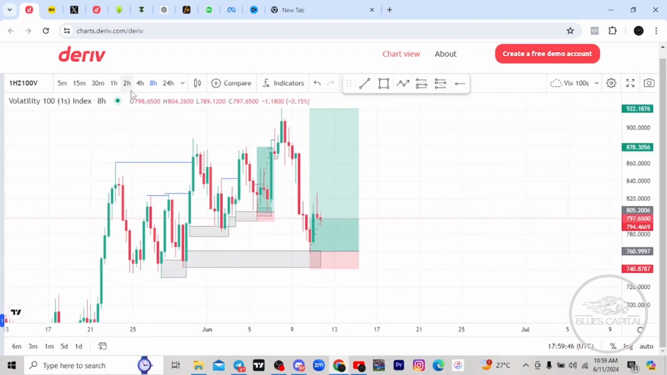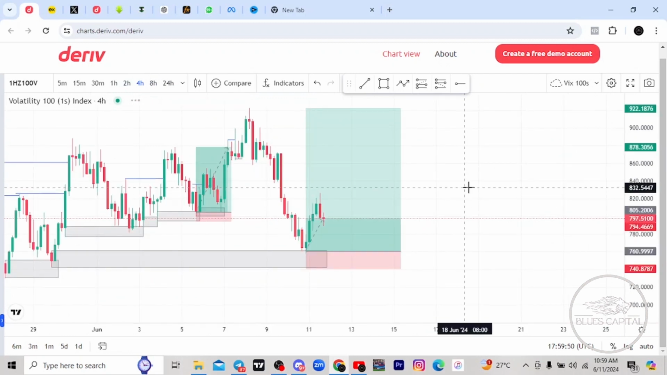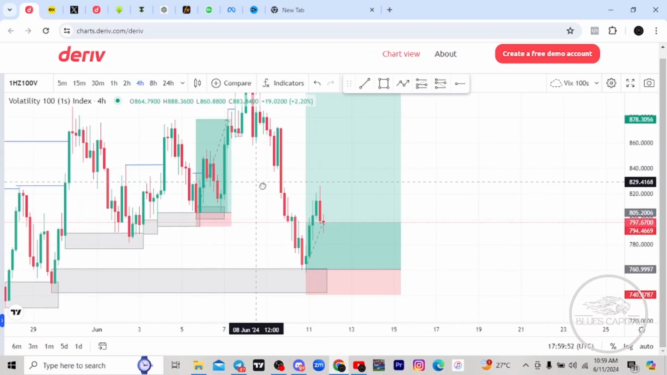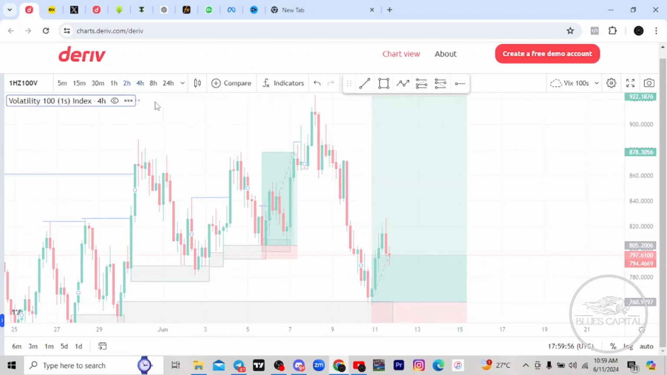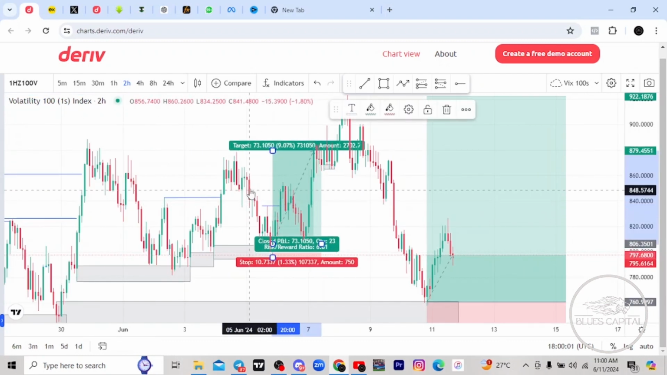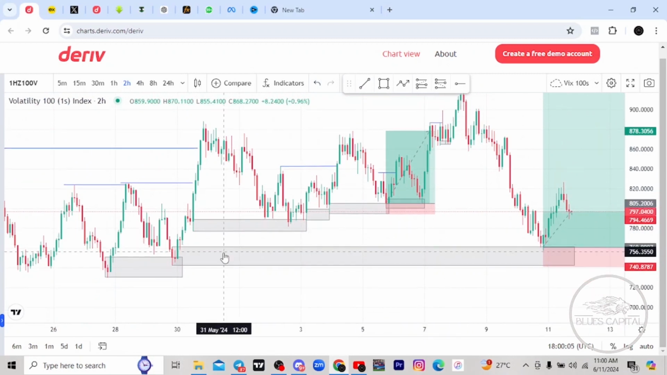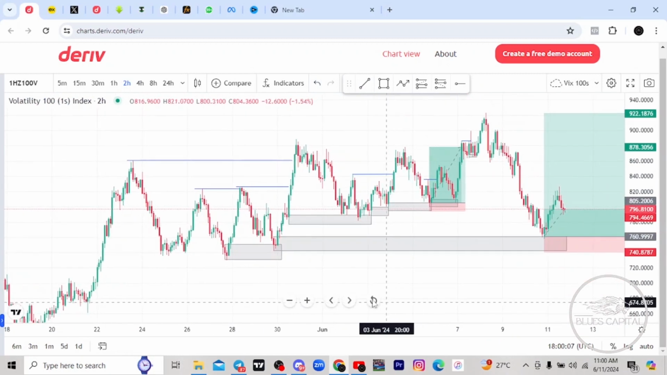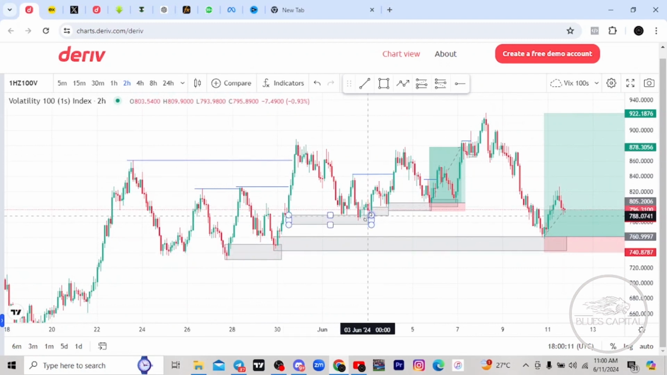This is the trade. Currently this one is moving, but how I got this one is what I want to show you guys. Moving down to the 2 hours time frame, you can see the market is bullish according to market structure. You can see the market is creating highs, lows, highs, lows, highs.